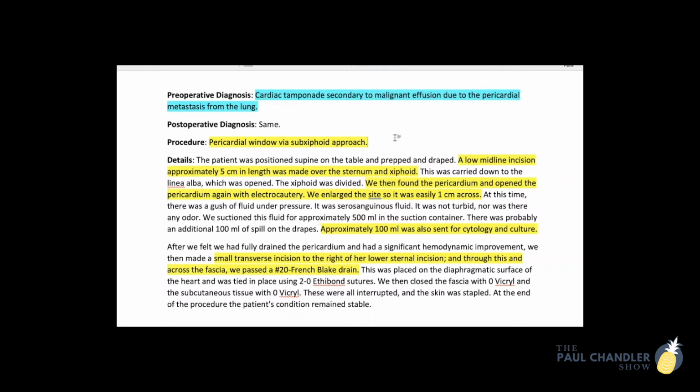So in this case, the doctor is removing fluid from the pericardium and it was performed by an open approach via the median sternotomy to create an opening to allow the pericardial fluid to drain, hence the tube being placed in for drainage. Because that way, with the number 20 French Blake drain, it can continually drain.